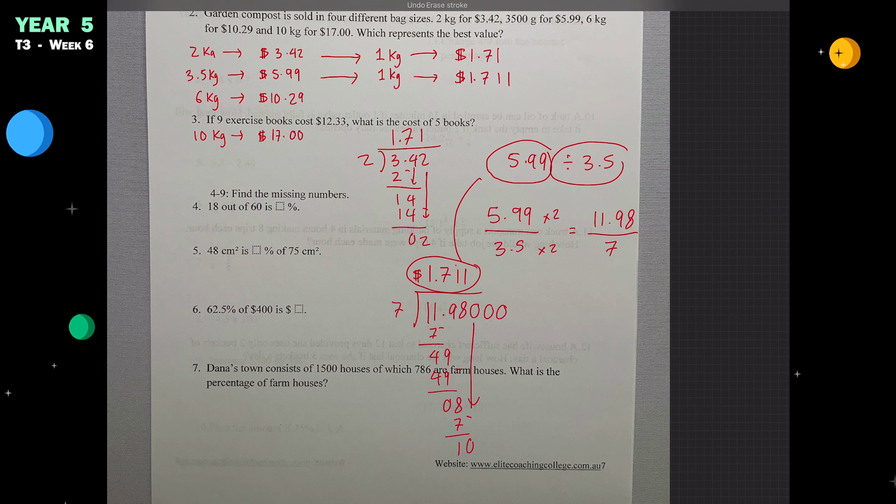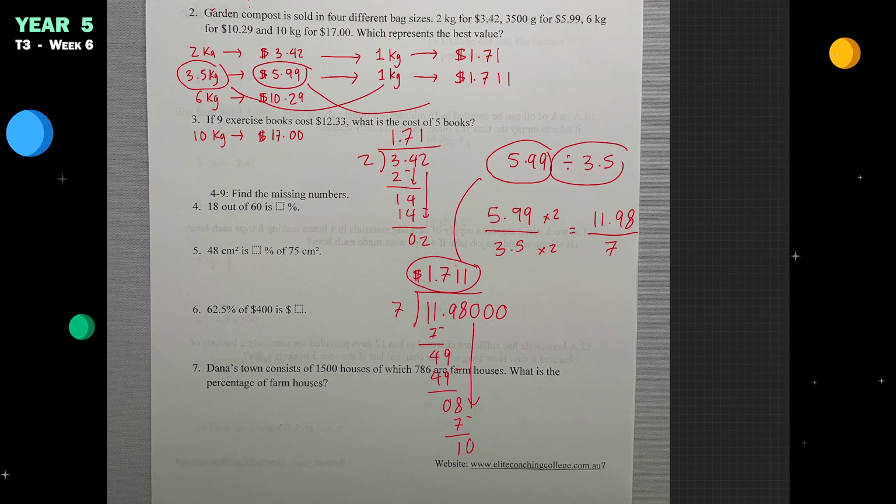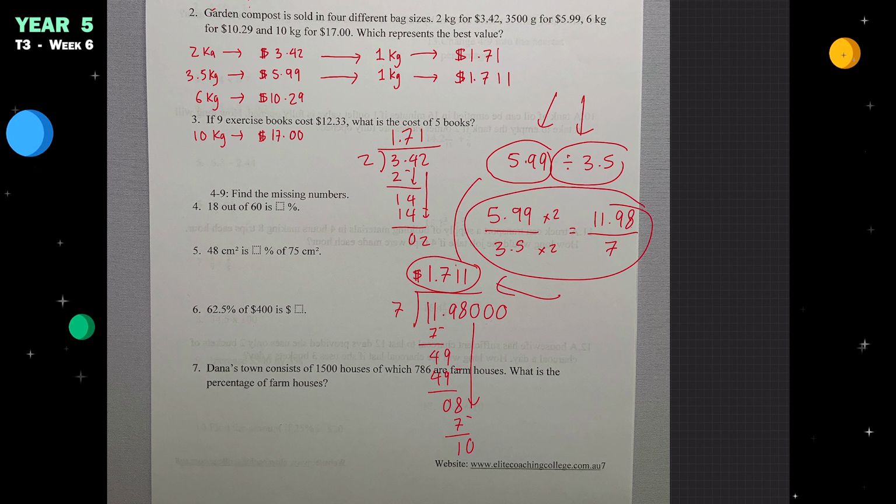If I divide this by 3.5, I must divide this one by 3.5 to get that number. That's the reason why we took 5.99 and divided by 3.5, and we play around with numbers, and eventually we got this thing here, which is $1.71 and 0.1 or something like that. Next one is we're going to divide this. We want to get from 6 kilograms down to 1 kilogram.